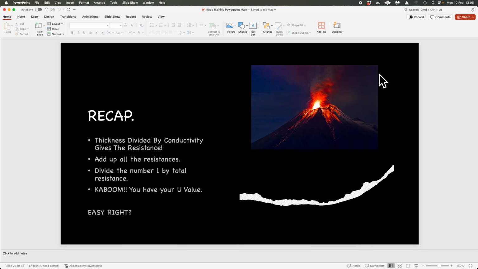Okay, so recap. Thickness divided by conductivity gives you the R value, or the resistance. You add up all the resistances, you divide the number 1 by the sum of all the resistances, and bang, you have your U value. Easy, real easy. This will make life very, very easy for people to do.